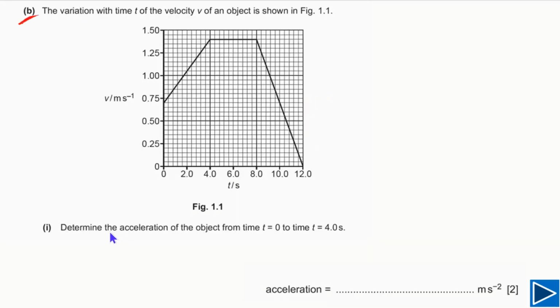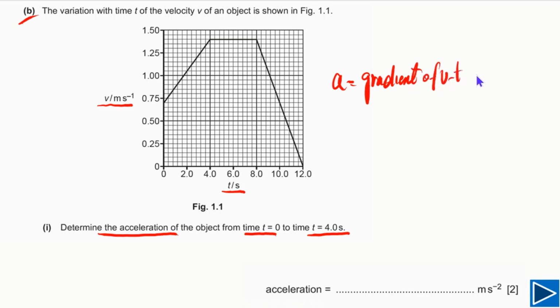For part B, we need to determine the acceleration of the object from time t equal to 0 to time t equal to 4.0 seconds. And for this question, a velocity versus time graph is given. Velocity is on the y-axis and time is on the x-axis. So acceleration is simply equal to the gradient of the v-t graph.